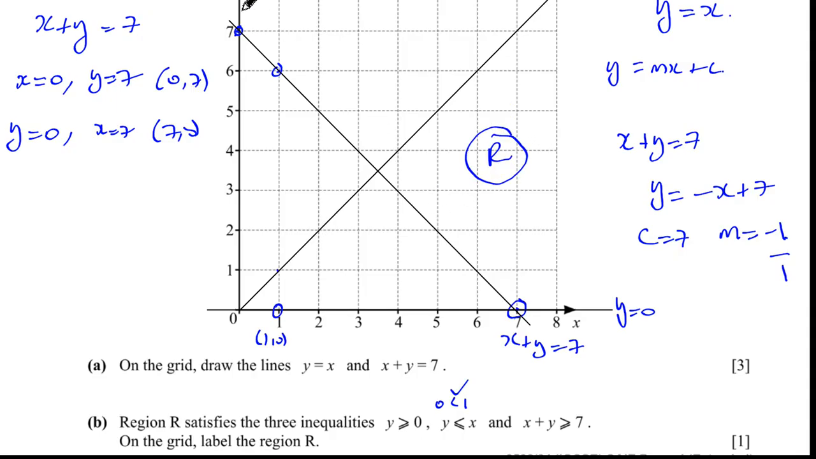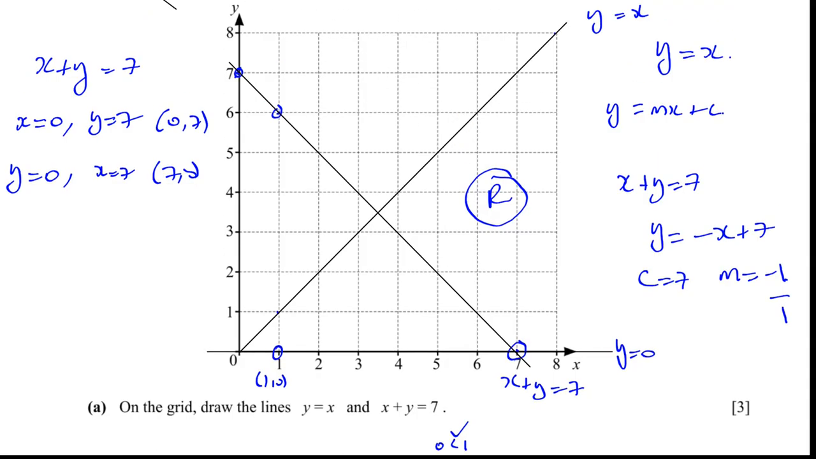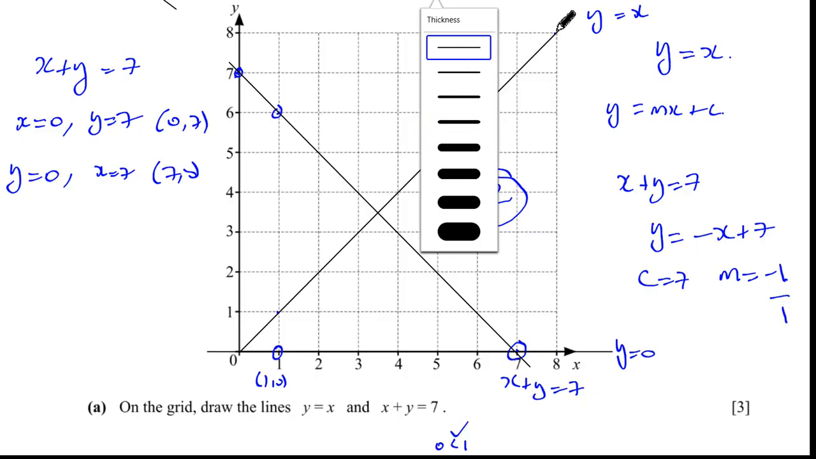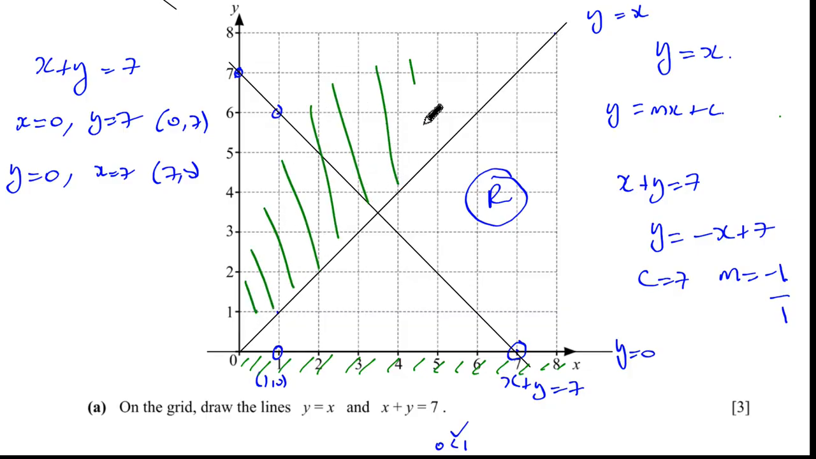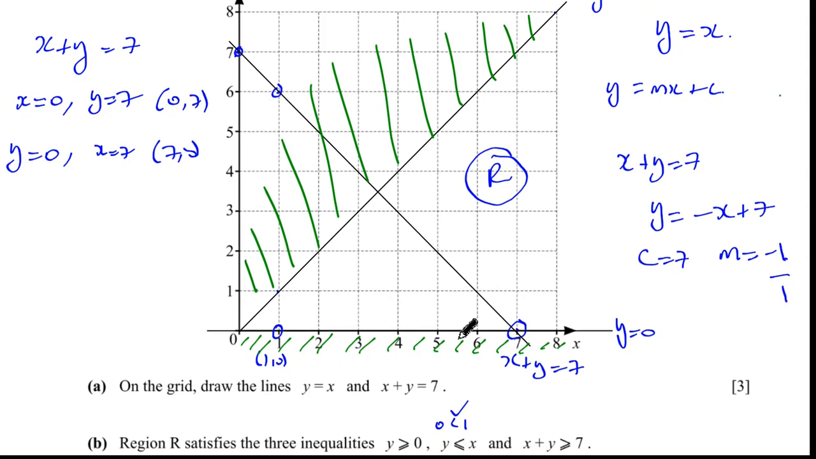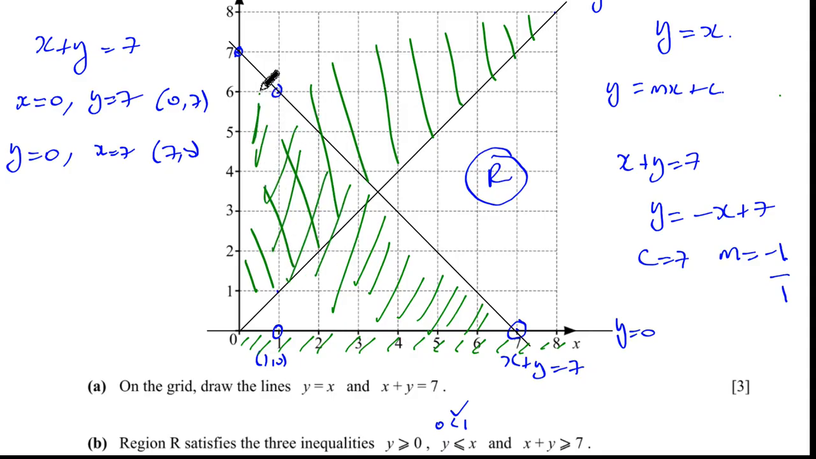If I decided to shade the unwanted regions, you'd see that this is what we're left with. We want to get rid of what's below y equals 0. We want to get rid of what's above y equals x. And because it says x plus y is greater than 7, we want what's above that line, so we're going to get rid of what's below this line here. And you see the only thing we're left with is this region. So you can do it by shading the unwanted regions if you want to.